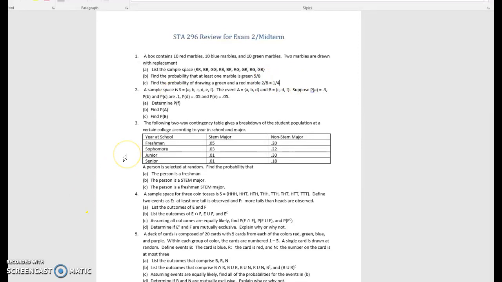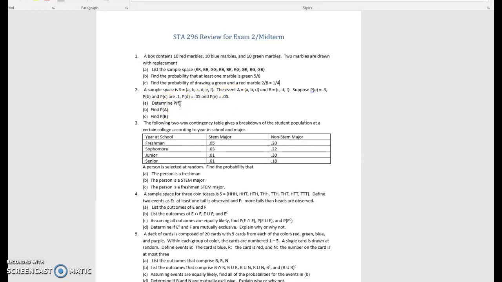All right, so let's go to 2. A sample space is given. Let's notice it's composed of the 6 letters A through F. Event A is composed of A, B, and D. Event B is composed of C, D, and F. We want to suppose that the probability of A is 0.3. The probability of both B and C, that's each one separately, is 0.1. And the probability of D is 0.05. And the probability of E is 0.05. So we want to determine the probability of F.